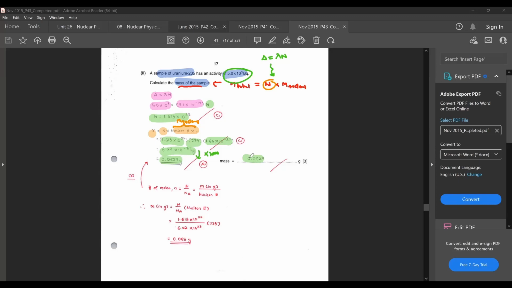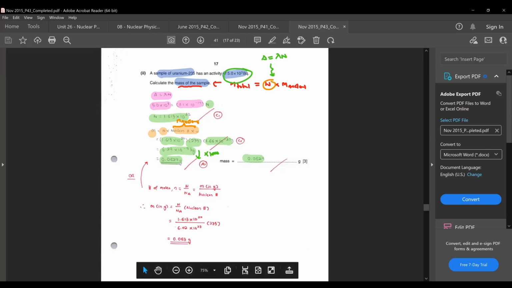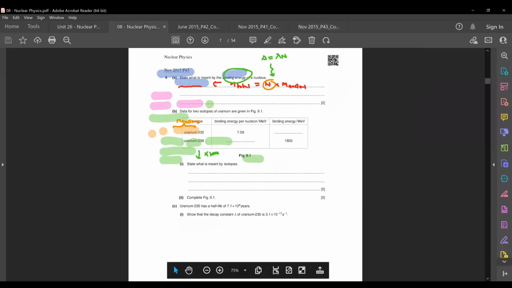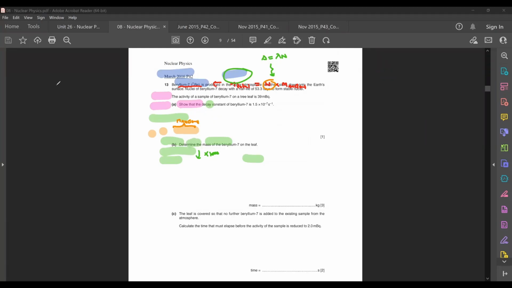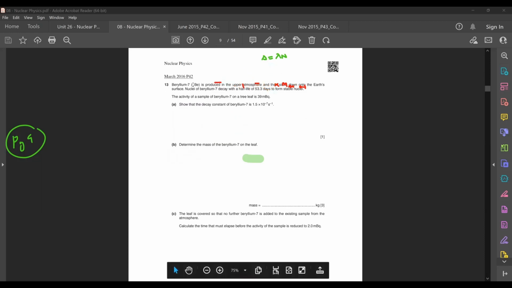Okay, so that's that. You see, the question kind of repeats itself in terms of the workings and the question type. So this is for page 7, if I'm not mistaken. Let me have a look at page 9 first to see whether there's a repetition again. Okay, A and B is something you have done before, so we'll just speed through it. Looking at page 9, this is March 2016 P42.